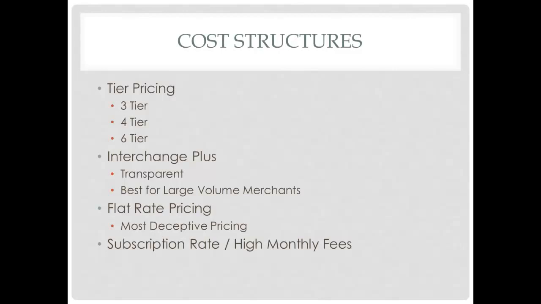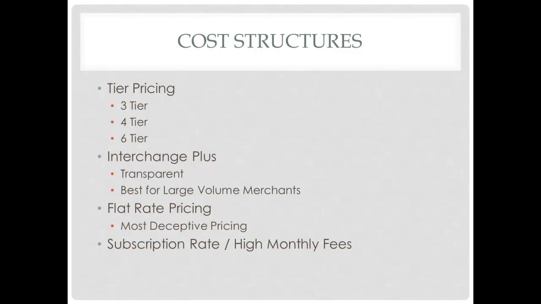Next, we have Interchange Plus. Interchange Plus is much more transparent. It's usually best for large volume merchants. Now let me give you a general rule here, and then I'm going to explain Interchange Plus in a second when I get to the first statement. But let me just give you a kind of a hard and fast rule. Number one, no matter what cost structure a merchant is on, if they do under $20,000 in volume, I advise that you keep them on the same cost structure if possible.